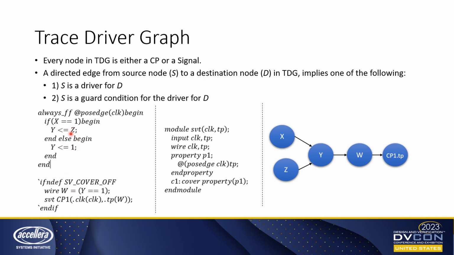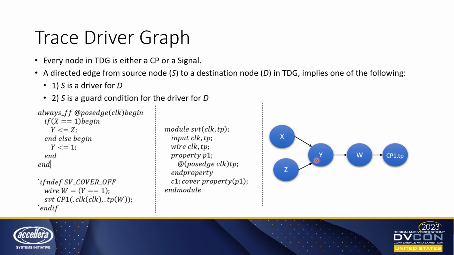For this code, we want to figure out whether Y ever becomes 1. So we create a wire called W, which becomes 1 when Y is 1, and we hook up that wire W to the TP input of the module SVT, which is implementing the cover property. Now, how does the trace driver graph look for this RTL? We define the trace driver graph where each node is a CP or a signal. For this RTL, we have signals X, Y, Z, and W, and the cover property CP1. All of these become nodes in the trace driver graph.